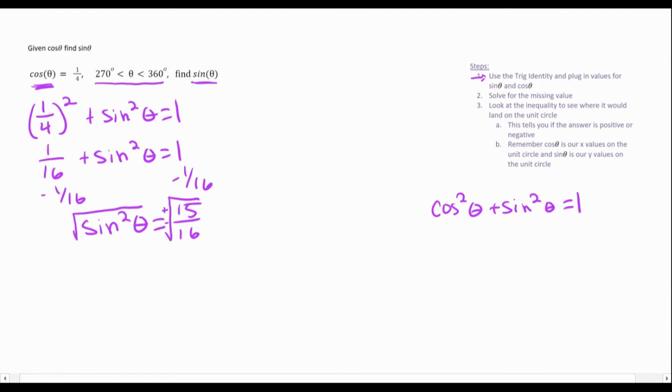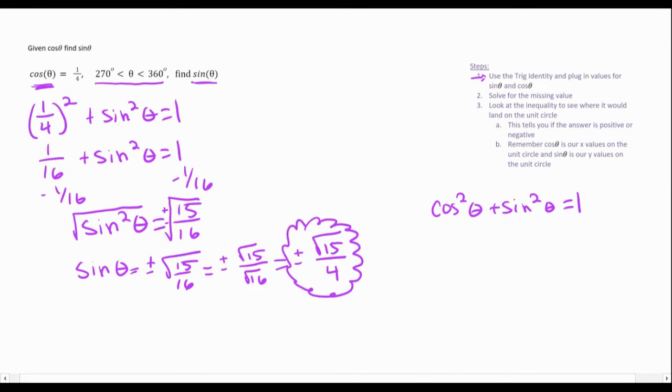Now to get sine theta by itself, I take the square root of both sides, and don't forget, when I take the square root of both sides, my answer becomes positive or negative. So what I end up getting is sine of theta is positive or negative square root of 15/16. Let's simplify that square root a little bit. That is really the square root of 15 over the square root of 16. I don't want a square root in the denominator, so I end up getting the square root of 15/4.